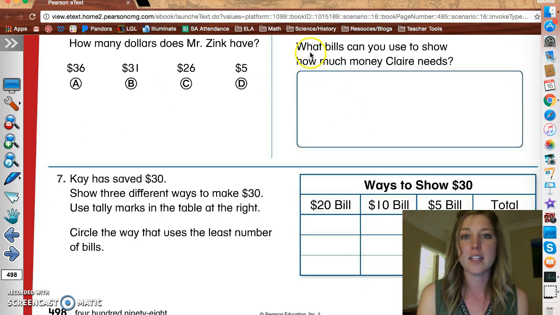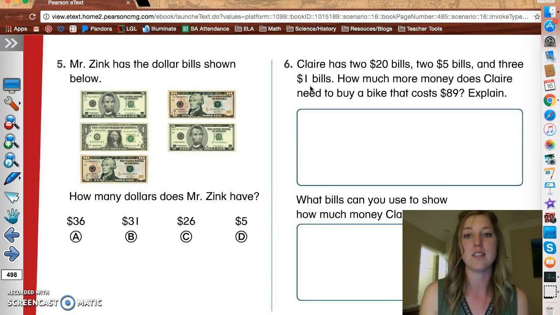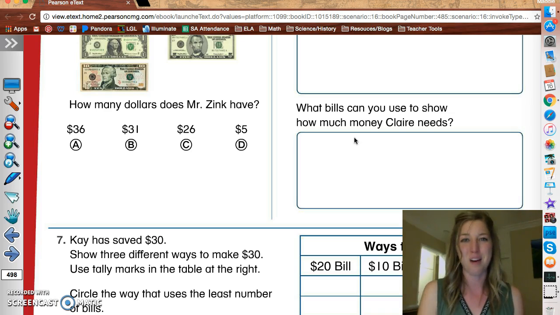And then the second part there says, what bills can you use to show how much money Claire needs? So here you are showing the bills that represent the money that you found out she needs here. Make sure you do both parts. You can pause and work on those.